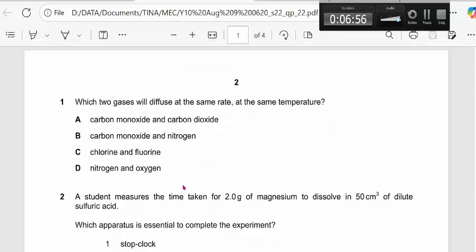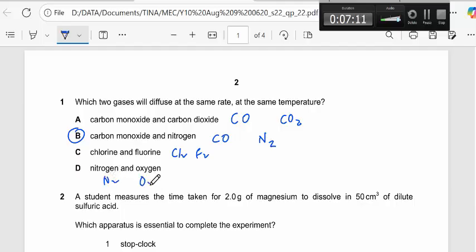Second one. Which two gases would diffuse at the same rate? CO and N2. So the answer is B. You calculate the molar mass. Cl2, F2, N2, and O2 all have different molar masses, except these two are both 28.